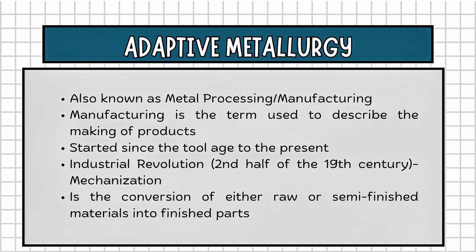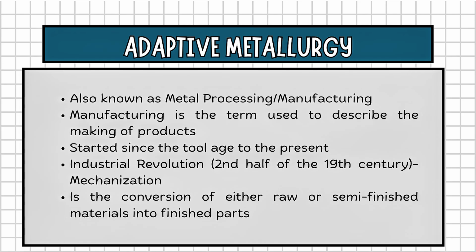What is adaptive metallurgy? Adaptive metallurgy is also known as metal processing or manufacturing. Manufacturing refers to the making of products from raw or semi-finished materials. This process has existed since the tool age, when early humans began shaping metals into tools and weapons. However, it dramatically advanced during the Industrial Revolution, specifically in the second half of the 19th century, when mechanization was introduced. Machines replaced manual work, making metal production faster, more efficient, and more accurate.